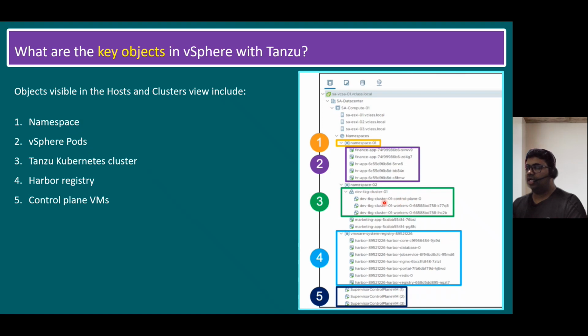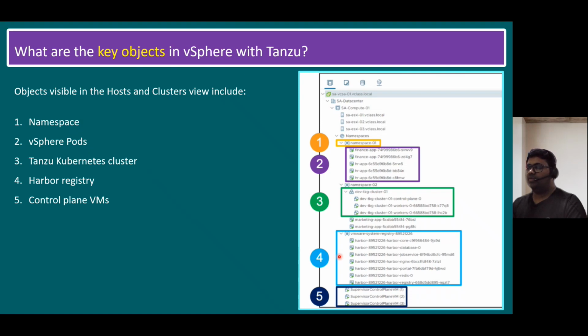Okay, and another key object is the Harbor registry. Earlier, if you wanted to configure Harbor, we had to use external software to install the Harbor registry. But when you are using vSphere with Tanzu, we have an embedded Harbor registry feature. When you enable Harbor registry, you will find all these Harbor components get installed in our vSphere environment.